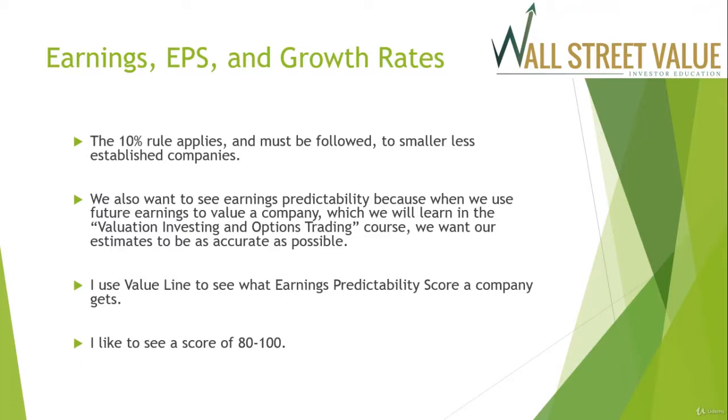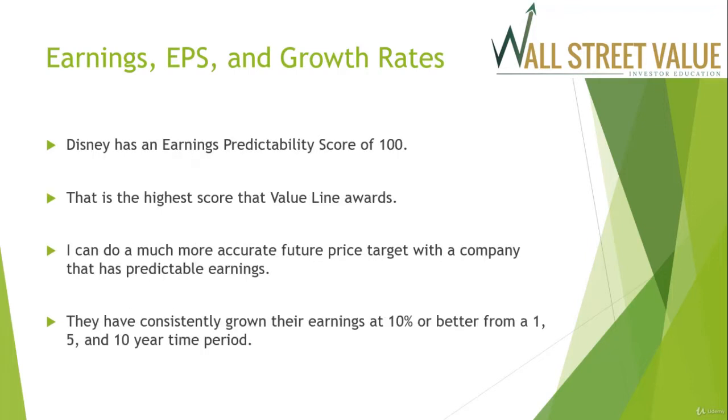The 10% rule applies and must be followed to smaller, less established companies. We also want to see earnings predictability because when we use future earnings to value a company, which we're going to teach you in the Value Investing and Options Trading course, we want our estimates to be as accurate as possible. I use Value Line to see what earnings predictability score a company gets. And I want to make sure the company has a score between 80 to 100.